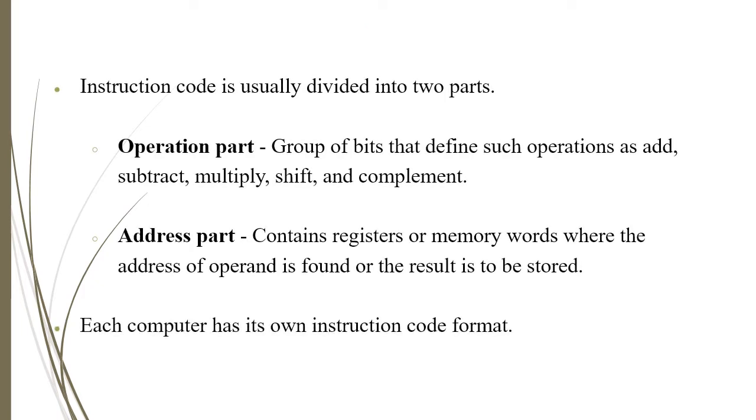The instruction code is usually divided into two parts. First is the operation part and the second is the address part. The operation part is a group of bits that defines such operations as addition, subtract, multiply, shift and complement. The address part contains registers or memory words where the address of the operand is found or the result is to be stored.